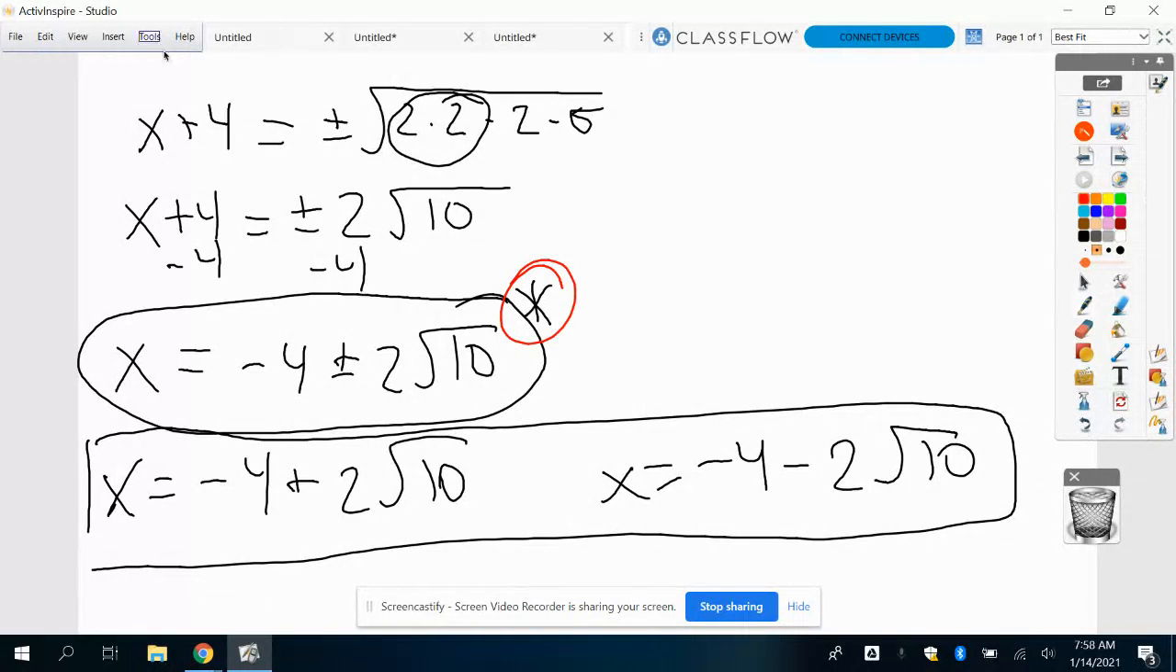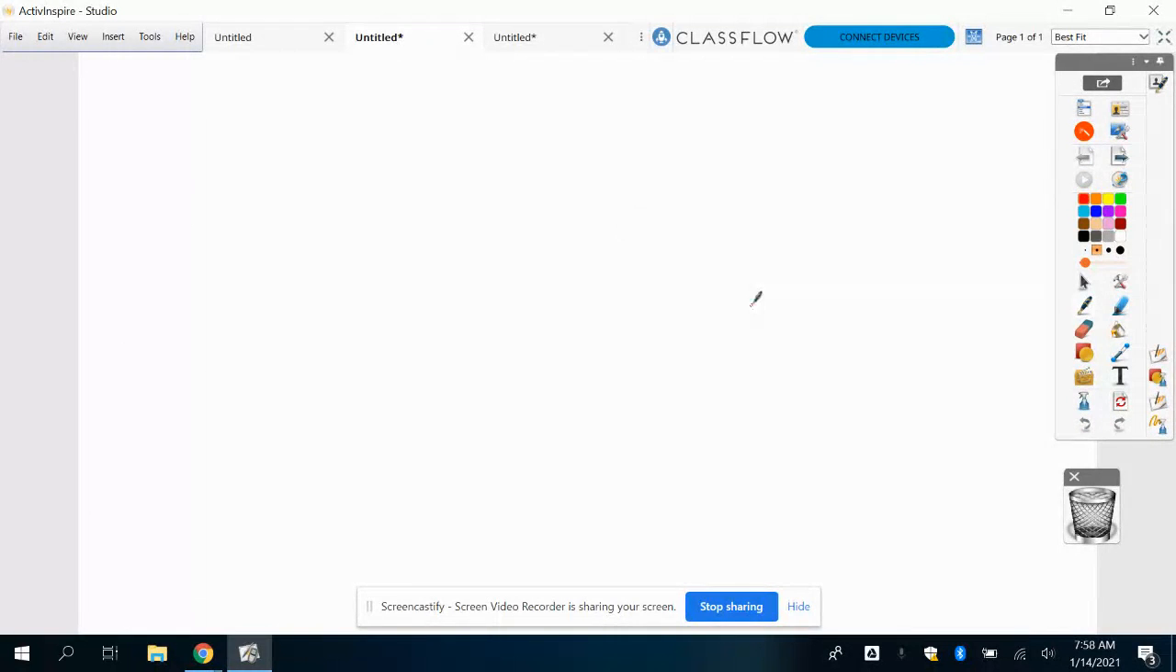Okay? Let's do more examples. This is one of those things where the more examples you do, the better you get at it. So the next example we have is the following. Y squared minus 2y plus 5 equals 7.